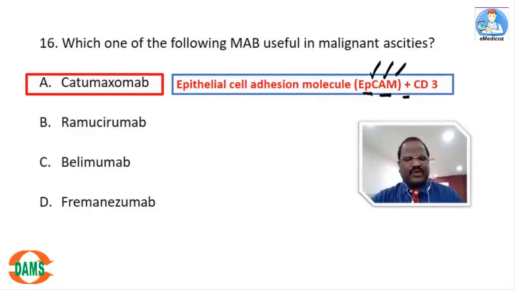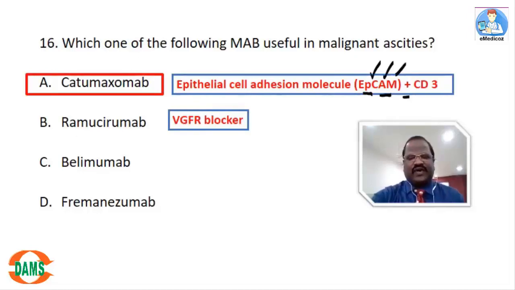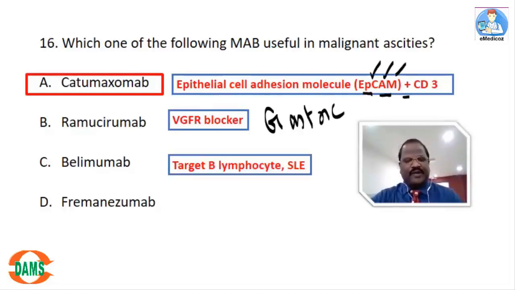Then ramucirumab, a monoclonal antibody targeting VEGFR, vascular endothelial growth factor receptor, useful for treatment of gastric cancer. Belimumab, an antibody targeting B lymphocyte stimulator, useful for treatment of SLE. Then fremanezumab, a monoclonal antibody targeting CGRP. CGRP means calcitonin gene related peptide. So fremanezumab, a CGRP antagonist, useful for migraine.